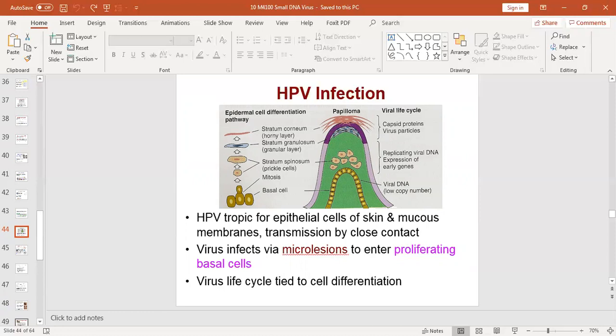Transmission of HPV is by close contact. Virus infects via production of microlesions, and these microlesions enter those proliferating or mitotic basal cells as shown in the figure above. And when you think about it, the virus life cycle is very closely tied to cellular differentiation, host cell differentiation.